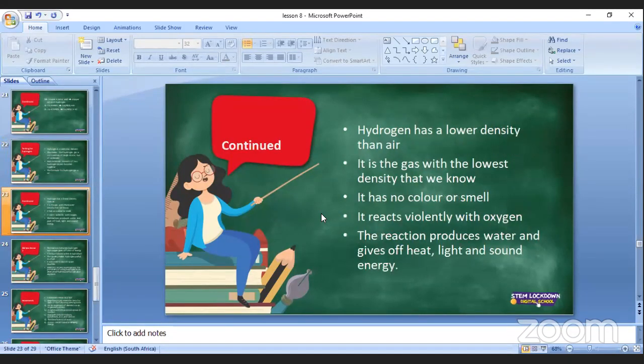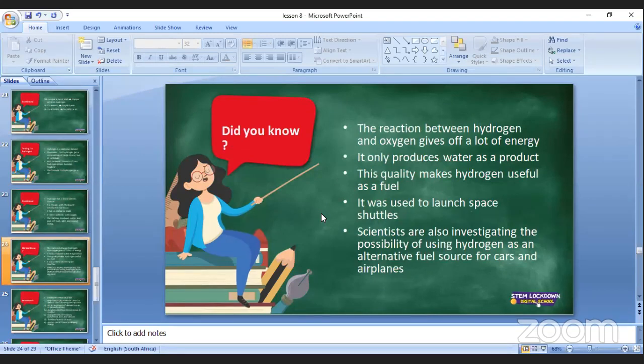Hydrogen has a lower density than air, so that means hydrogen is lighter than O2. It has no color or smell. It reacts violently with oxygen. The reaction produces water: hydrogen reacts with oxygen to give us H2O, which is water, grade 9.